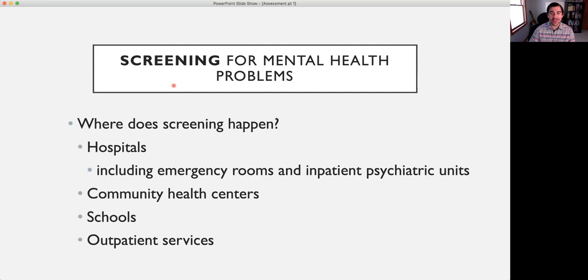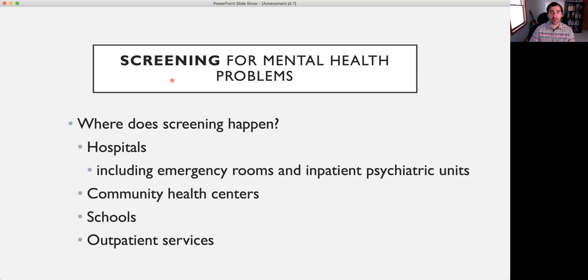Again, things are okay, but if there's someone coming in with odd behavior, odd speech patterns, doesn't really seem coherent, is talking about ideas of persecution, meaning they think people are out to get them, that might be a place where mental health screening would likely happen.